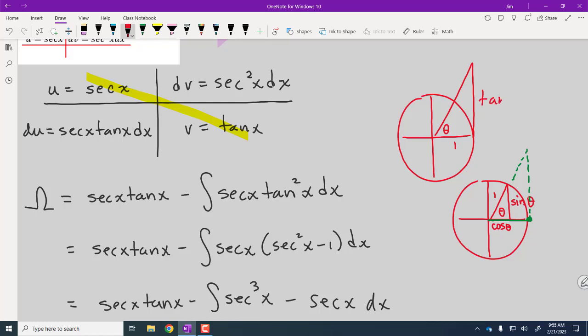If we want the rise over the run to be tangent and the run is 1, the tangent has to be the rise. It has to be that vertical side. And then you can do the Pythagorean theorem to get that, okay, well, if that's 1 and that's tangent, then that has to be secant. So, good little memory trick for that secant and tangent identity.